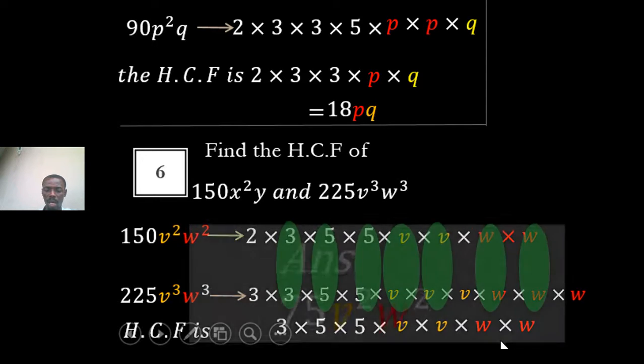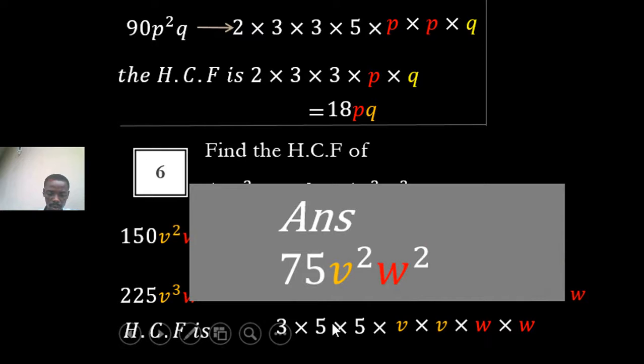Then we have all together 3 by 5 by 5. That is 75. Then v by v, that is v squared. w by w, that is w squared. I'm sorry, I have a shortage of space. That's why I have to do it that way.